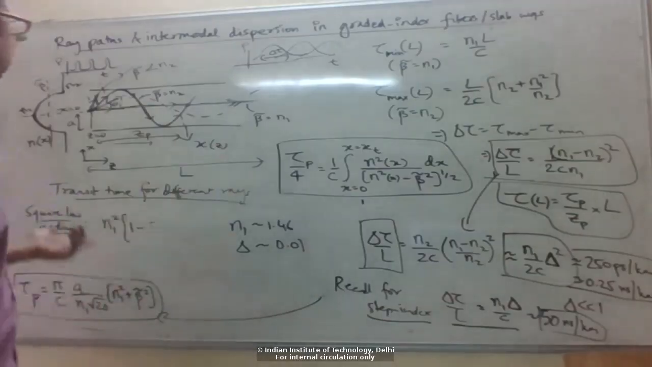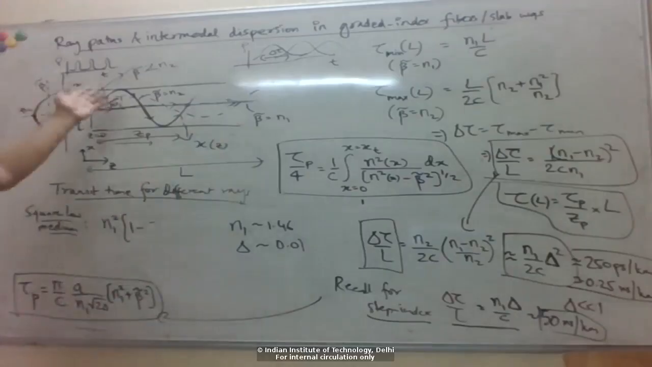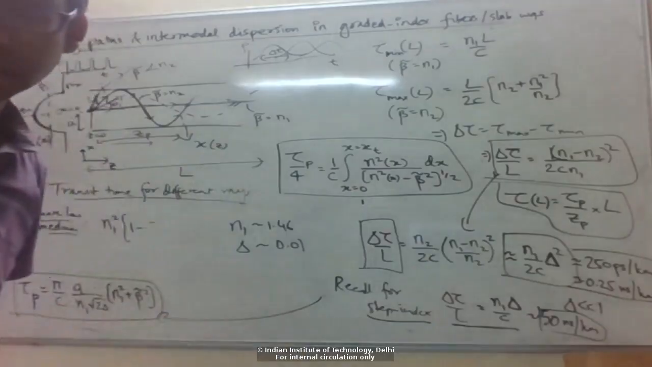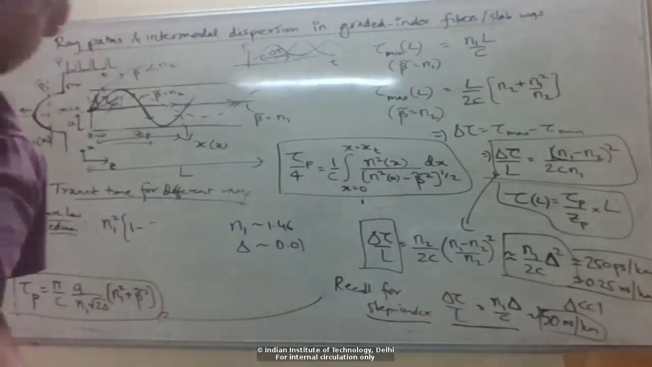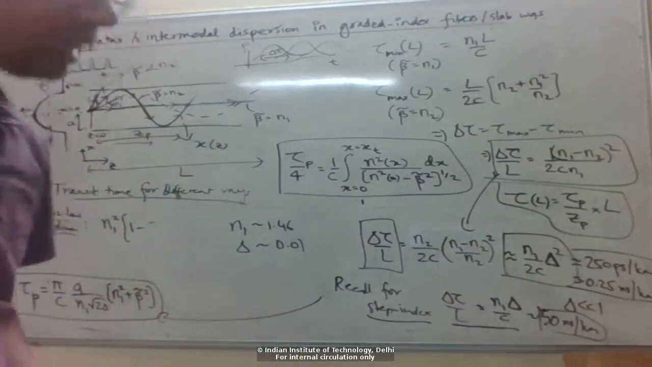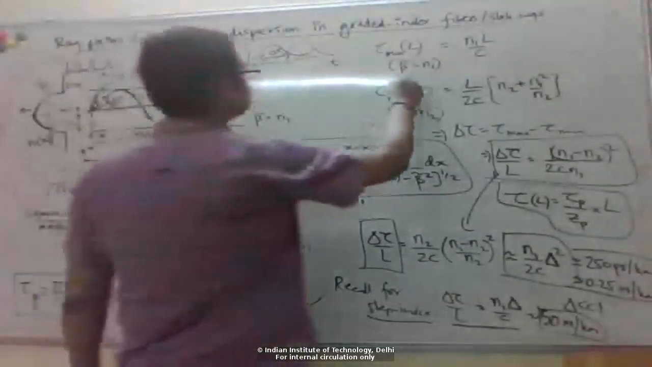Okay, so that's great. Instead of just having a constant index, if we grade the index, we can reduce the dispersion a lot. There is a question: can you explain maximum time again? Is this not clear? This one.